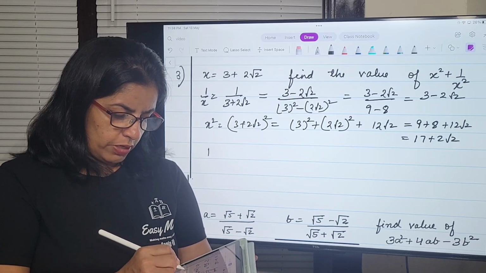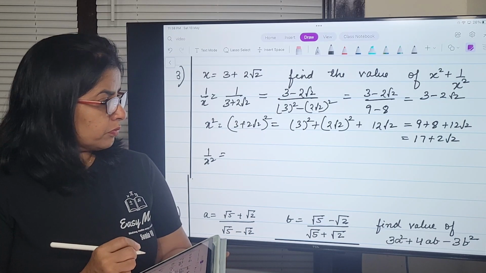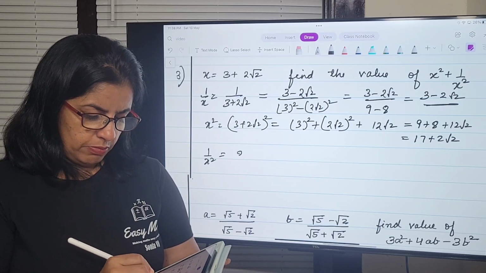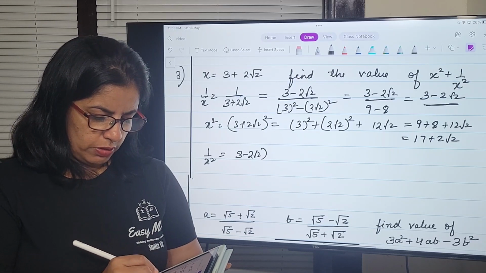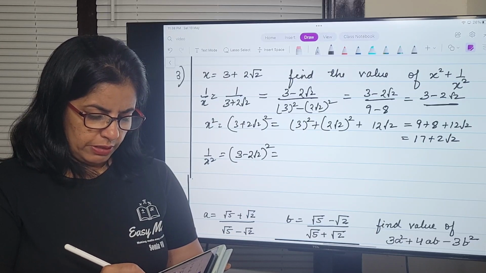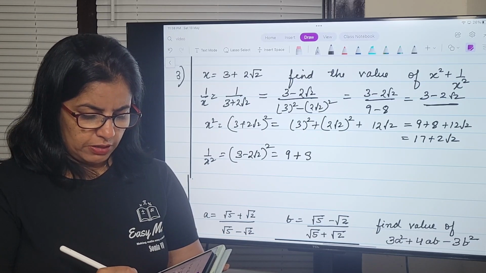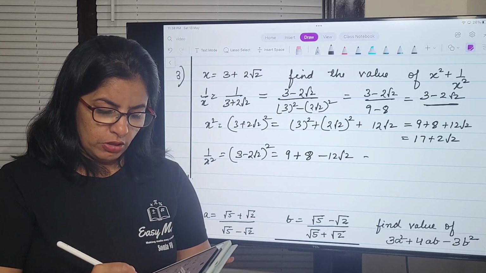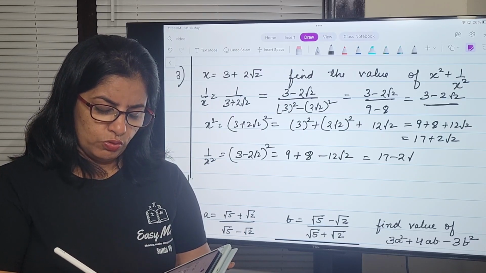Now 1 upon x whole square will be, you do the square of this. 3 minus 2 root 2 whole square. So I am doing it directly now: 9 plus 8 minus 12 root 2, the 2ab case is there. So 17 minus 12 root 2.